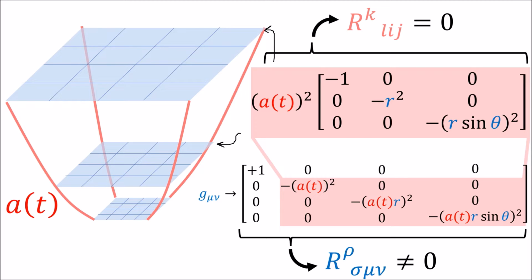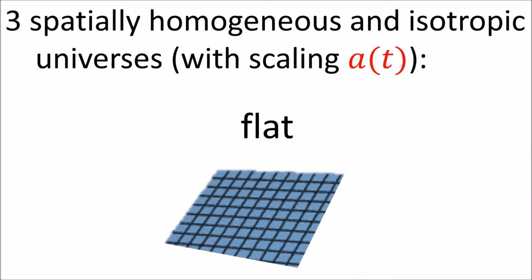So even if the individual spatial slices in this metric are flat, spacetime as a whole is curved, provided that a of t is not constant. So a flat 3D space whose scale is changing over time with a scaling function a of t is one possibility for a universe that's spatially homogeneous and isotropic. But that's not the only option.